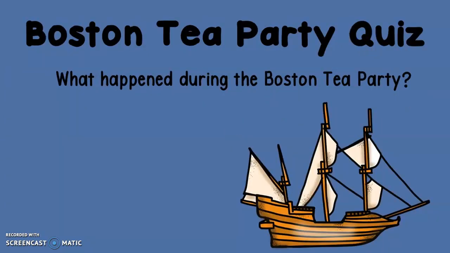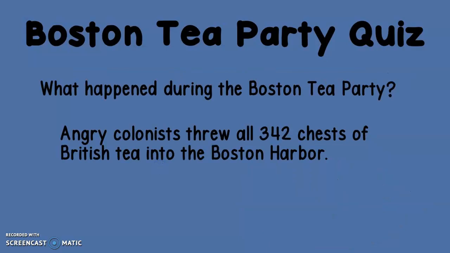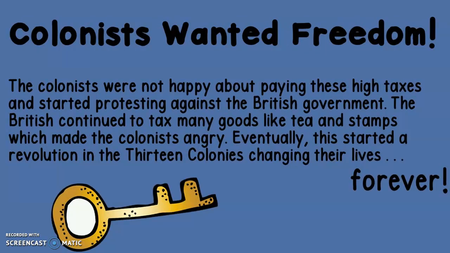So, quiz yourself. What happened during the Boston Tea Party? Those angry colonists threw all 342 chests of British tea into the Boston harbor. The colonists were not happy about paying the taxes, and they started to protest more against the British government. The British continued to tax many goods like tea and stamps, which made the colonists even angrier. Eventually, this started a revolution in the 13 colonies that changed their lives forever.